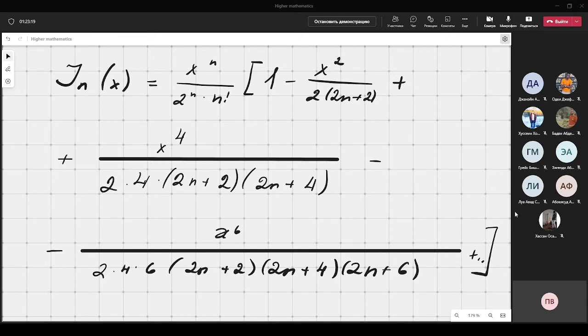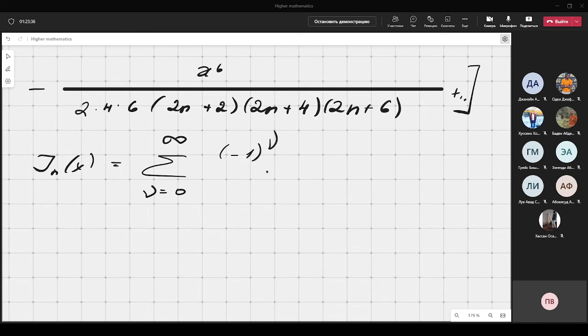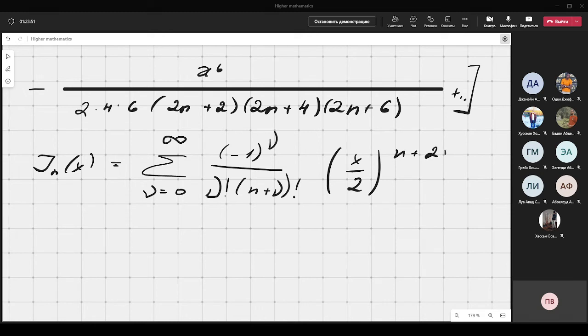Or J_n of x equals the sum over nu from 0 to infinity of minus 1 to the power of nu over nu factorial and (n plus nu) factorial, times x over 2 to the power n plus 2 nu. Formula 7.